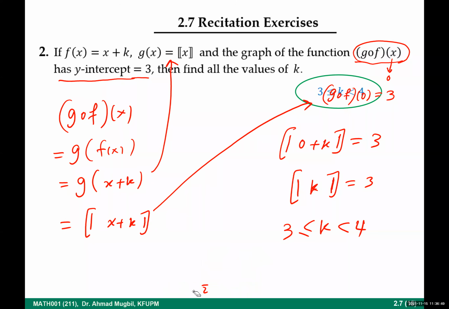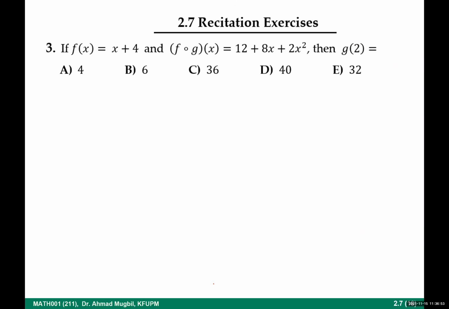Okay, let's solve the next one. Again, during that, please solve this one. And it is multiple choice. Give me your answer. Try to solve it in your notebook, please. So let's check first that the answer is 32.